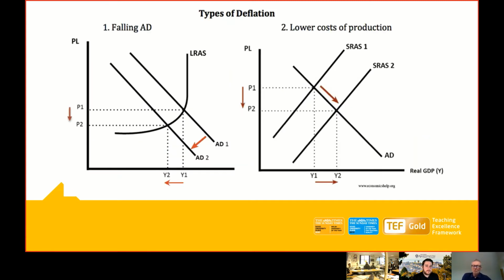Okay, so we've got some of our diagrams, which we love in economics, obviously. It helps us when we're writing essays and in exams. You can see there the diagram labeled number 1, falling aggregate demand. We can see aggregate demand falling from AD1 to AD2, and then you can see the price level falling from P1 to P2, and the real GDP falling from Y1 to Y2.